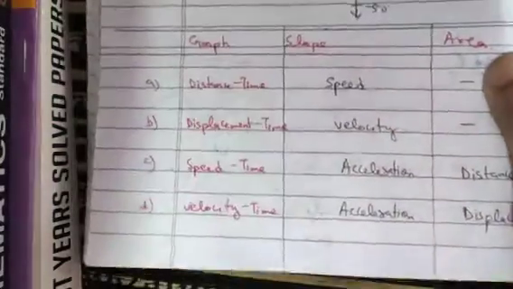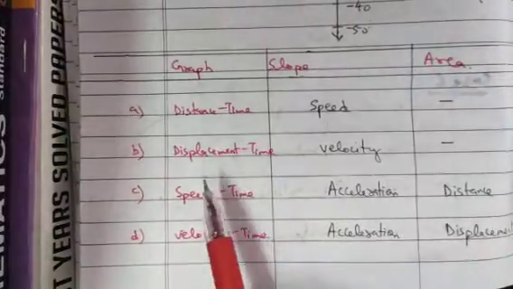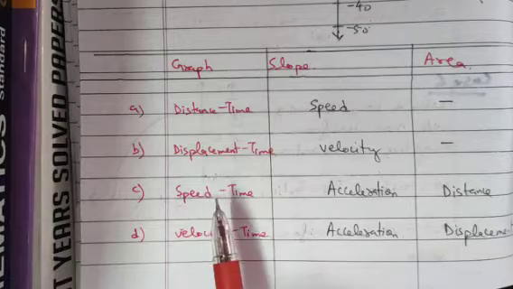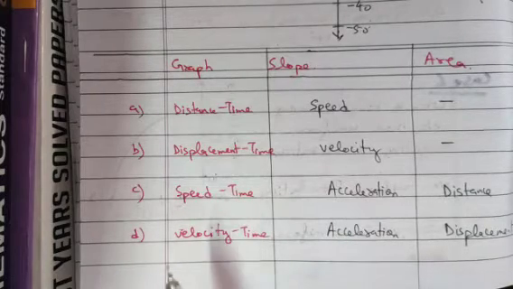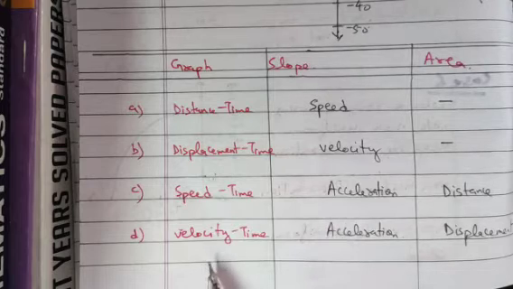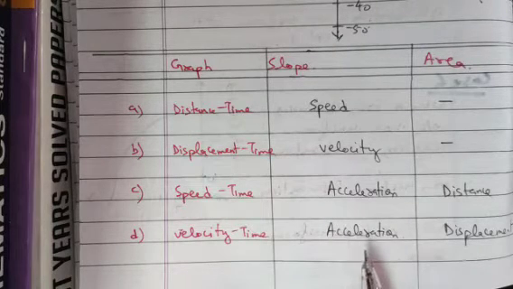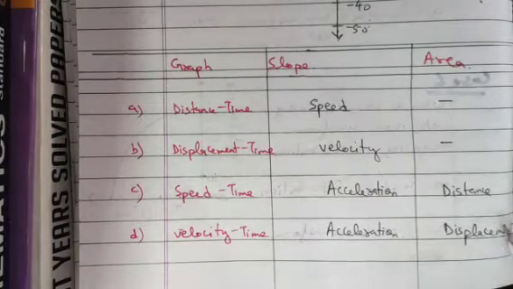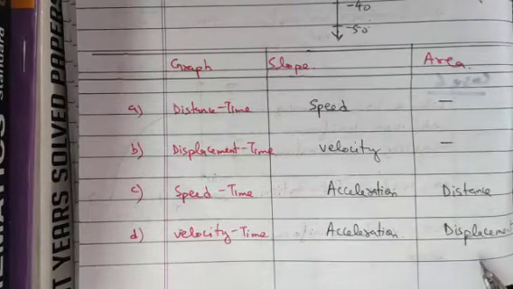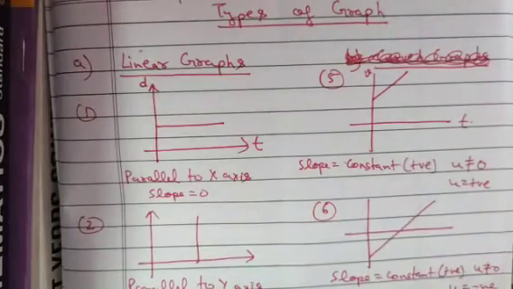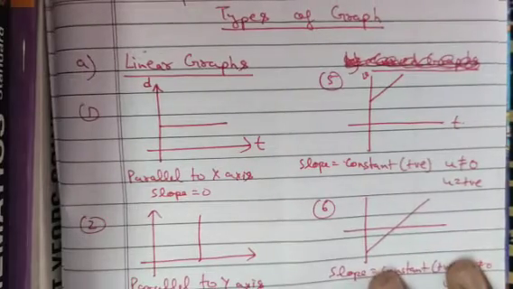So just a quick revision. Slope of a distance time graph will give you speed. Slope of a displacement time graph will give you velocity. Slope of a speed time graph will give you acceleration. Slope of a velocity time graph will also give you acceleration. Area of a speed time graph will give you distance, and the area of velocity time graph will give you displacement.